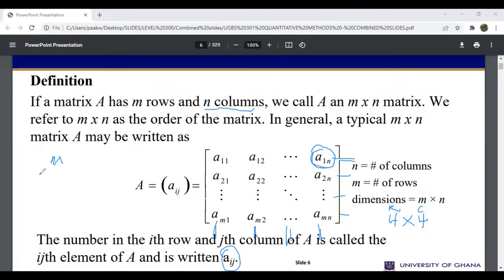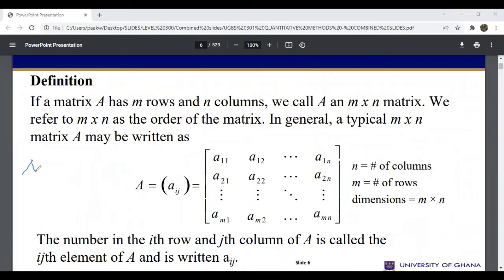So when you have something like this, let's say the matrix is 2, 1, 3, 4. You want to know the dimensions of this matrix, so you count the number of rows. The number of rows is 1 and 2. So you write down the number of rows by the number of columns. The number of columns is also 2. So when you want to give a dimension for this particular matrix, you have a 2 by 2 matrix.